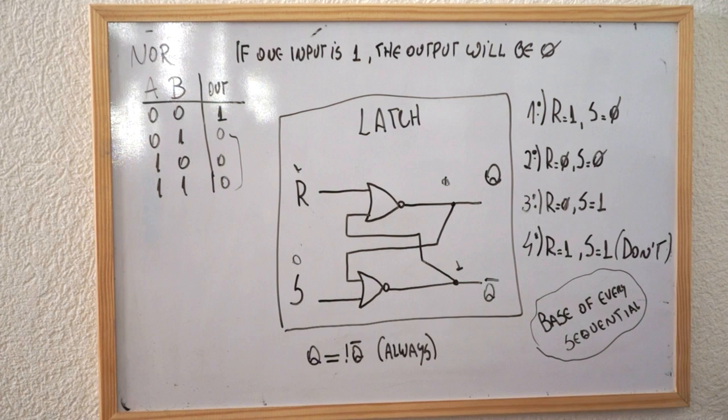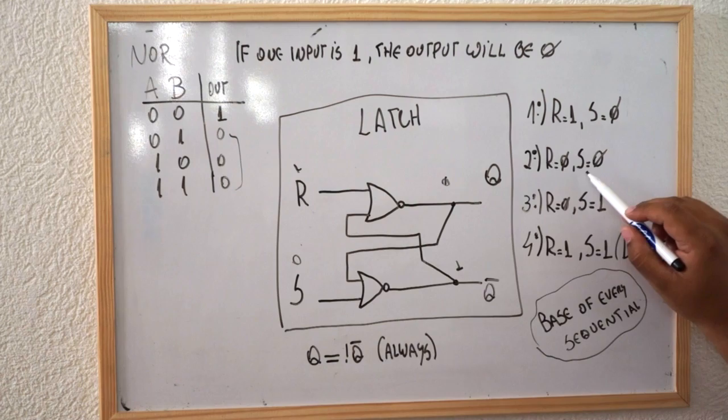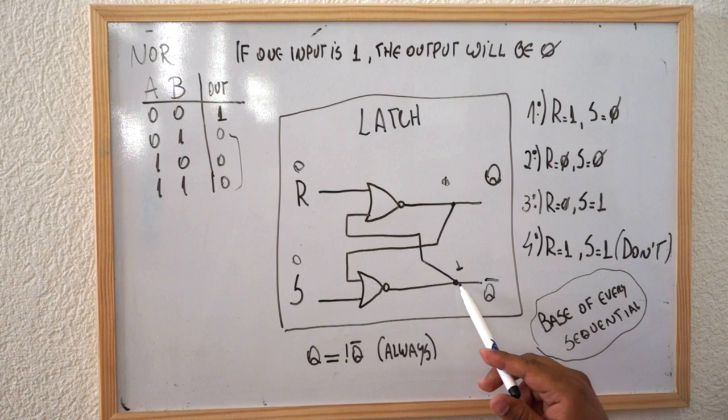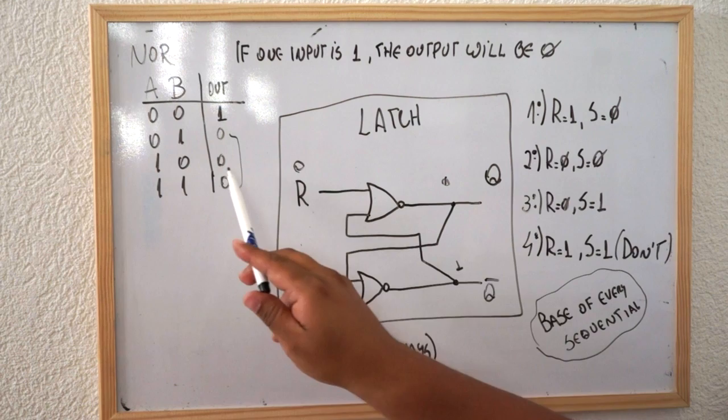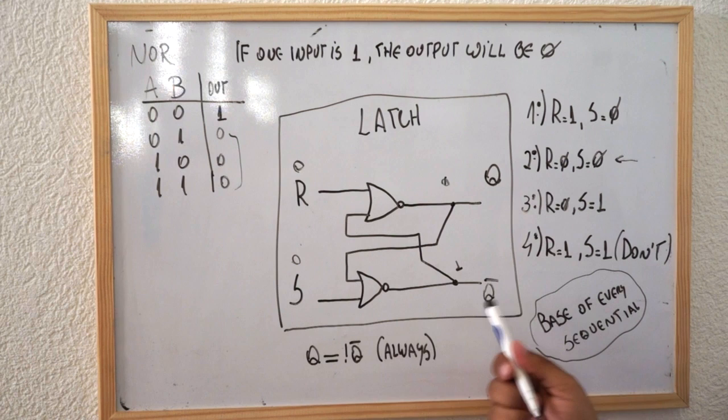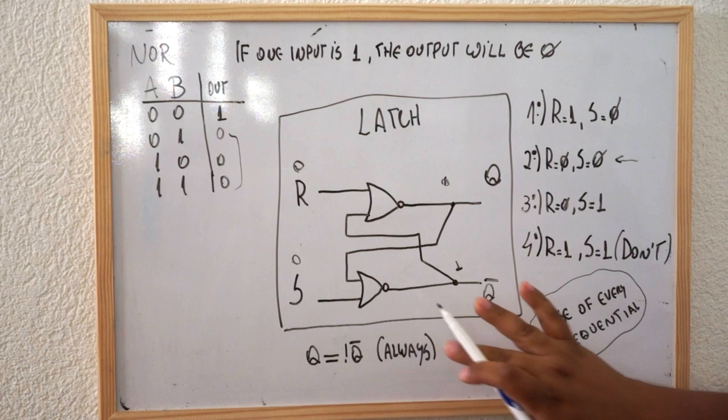Okay? Now, the second time, R goes to 0 and S stays 0. Okay, now R is 0, S is 0. In this case, R here is 0. The signal that was before here is 1. Okay, so 0 and 1 will be 0. So this state is maintained. And here, 0 and 0 will be 1. So in this condition, the outputs Q and Q bar are maintained. This is a memory. This is the point where the latch circuit is a 1-bit memory.